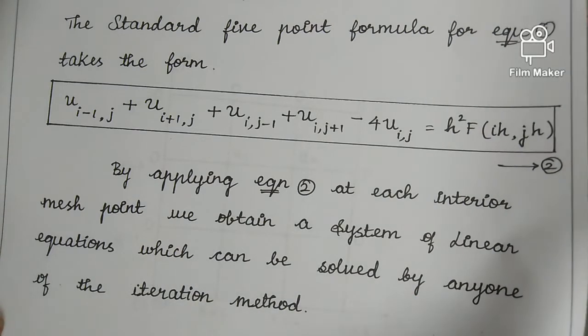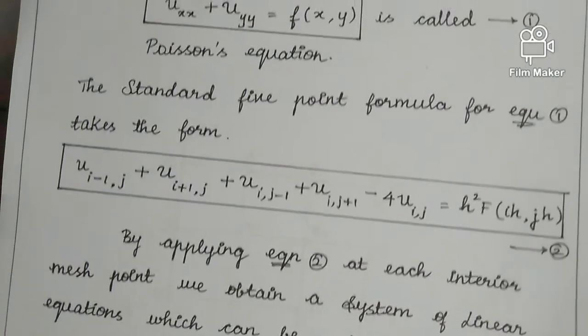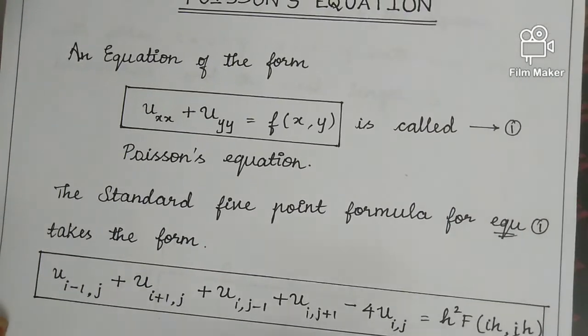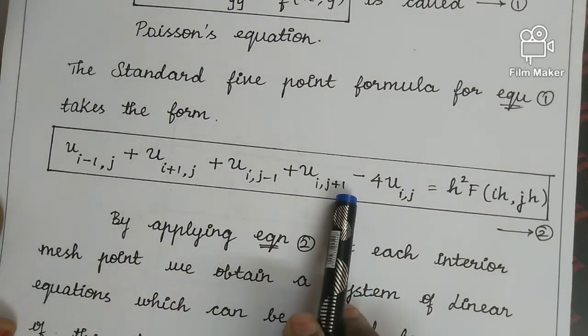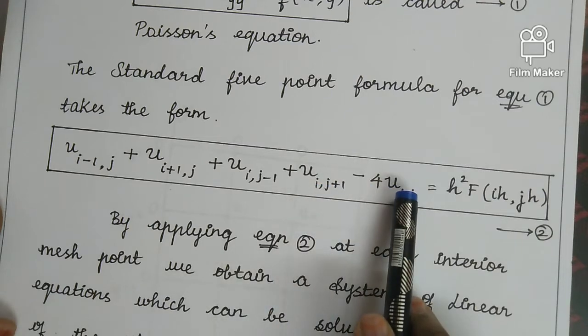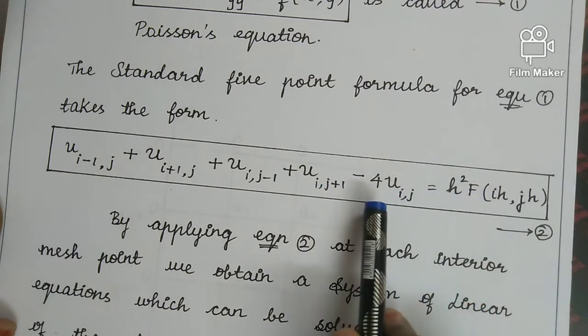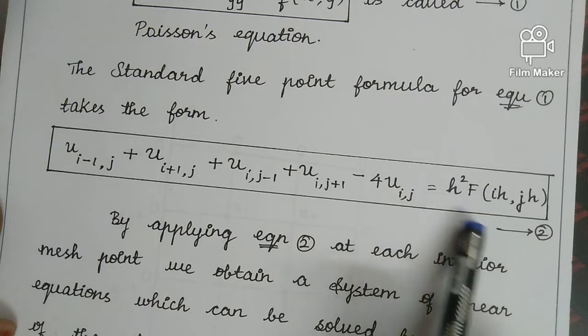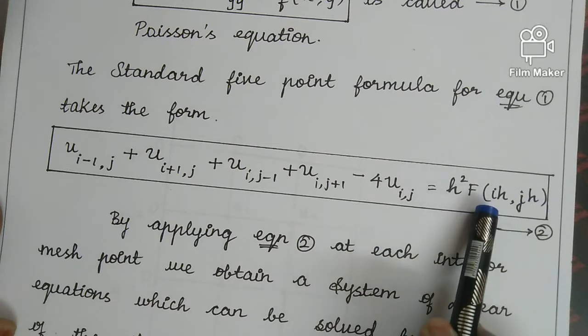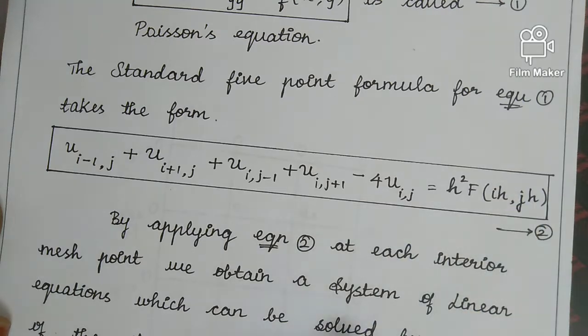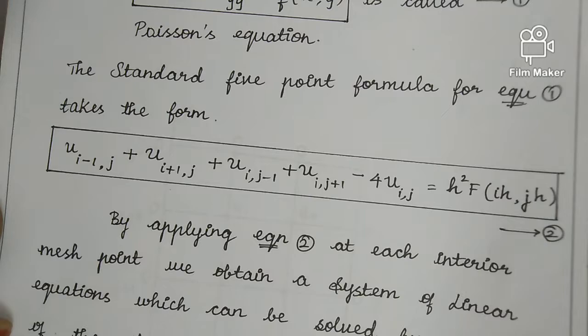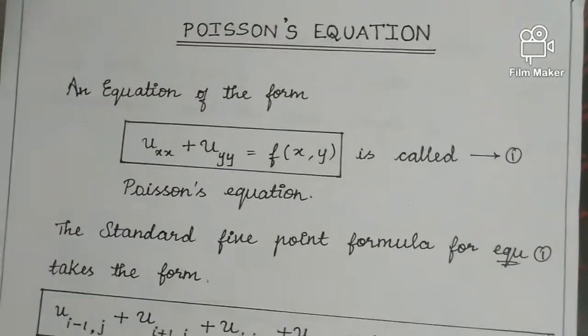So under Poisson's equation, how are we going to find the solution for the given equation? Here the standard 5-point formula takes the form with the four neighboring points, minus 4 u_i,j, and the right hand side is h square into the function of ih comma jh. Applying this result at each interior mesh point, we can get the solution of the given differential equation. So we will see the problem.